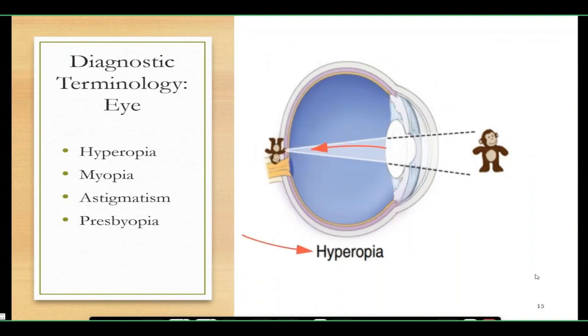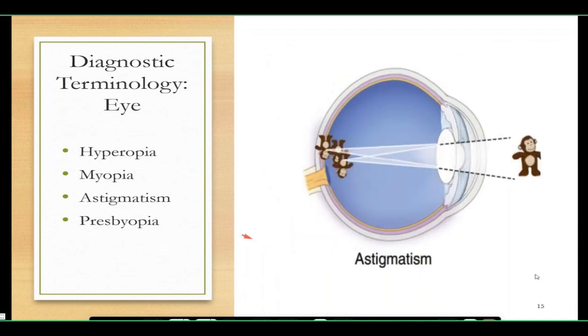Hyperopia is farsightedness, or in other words, the inability of the eyes to focus on nearby objects. Rays of light entering the eye are brought to focus behind the retina. Hyperopia is also called presbyopia when this kind of impairment of vision is due to old age. And astigmatism is uneven focusing of the image, resulting from distortion of the curvature of the lens or cornea.